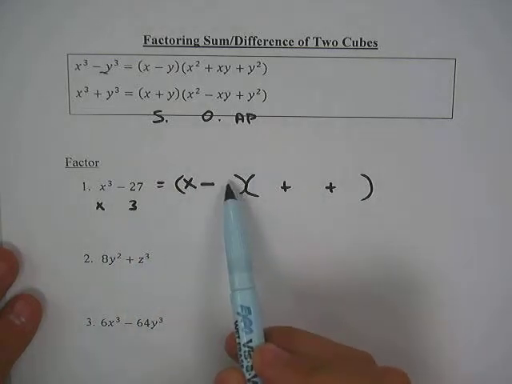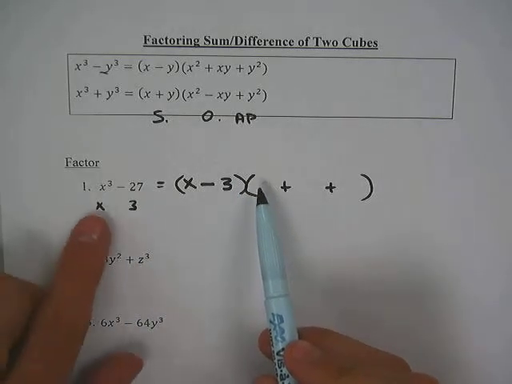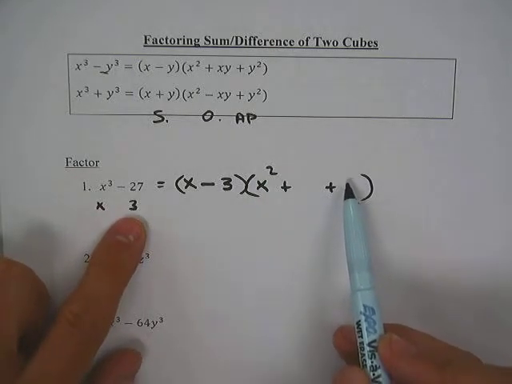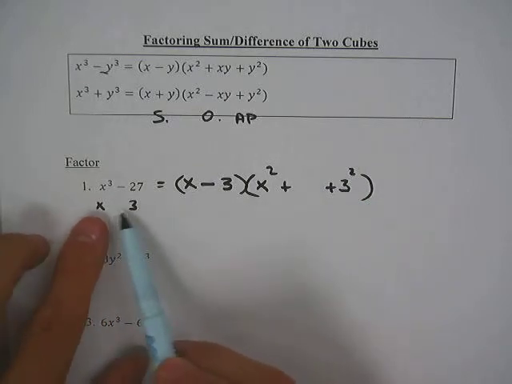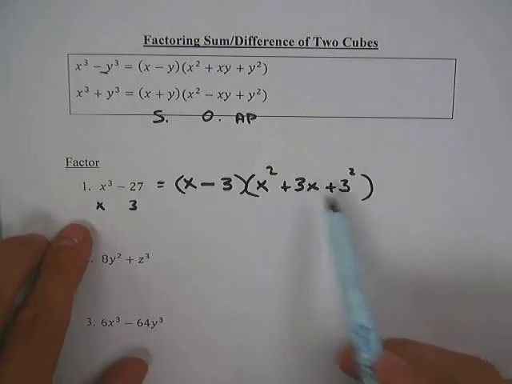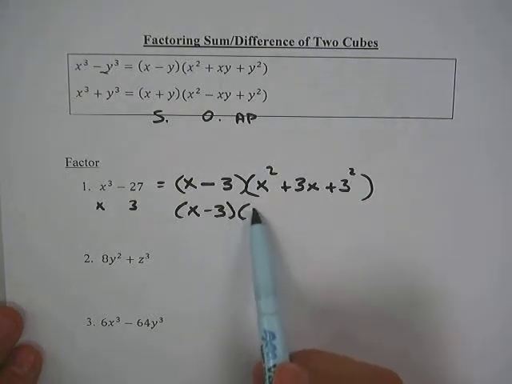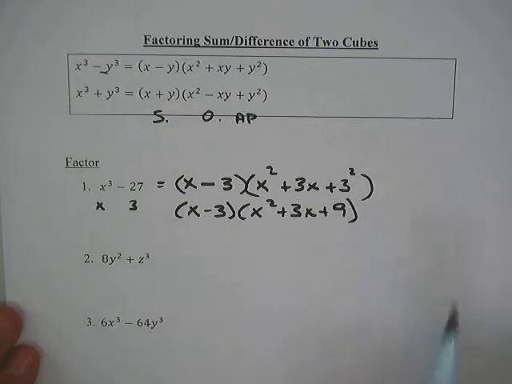And so the first number is the cube root, so that's x. The second one is the cube root. This one is the term squared, this term squared. The last one is this one squared. And then the middle are these two put together. So it factors, if I simplify it just a little bit more, x squared plus 3x plus 9.